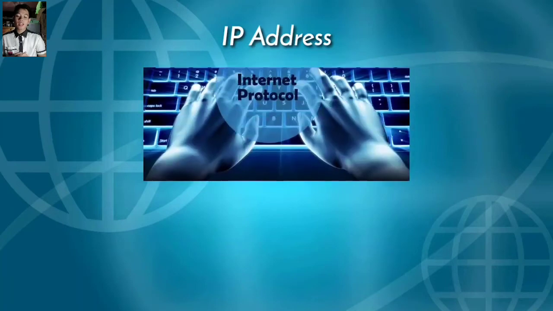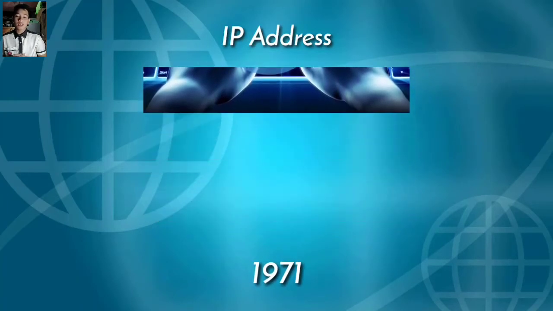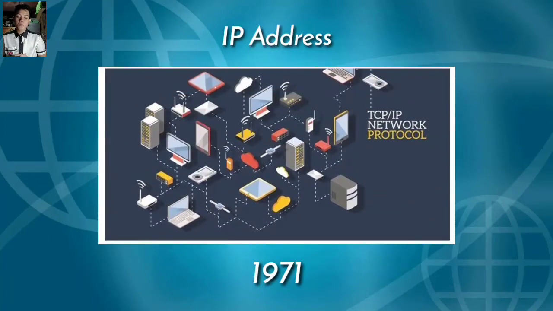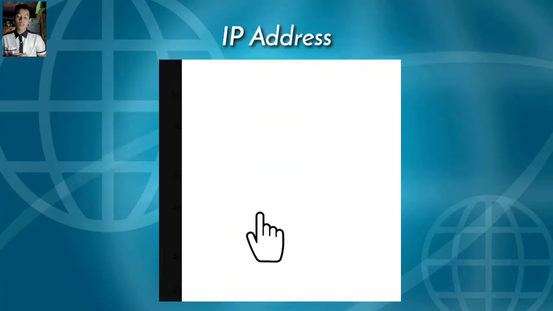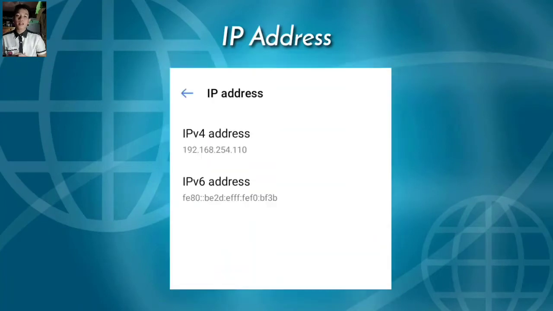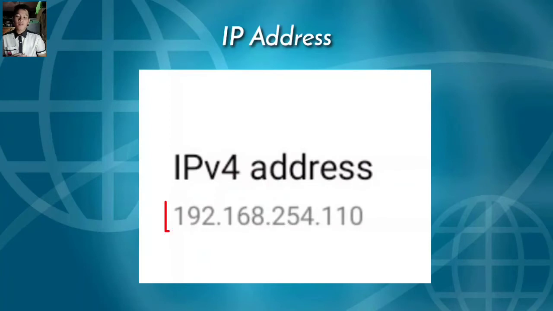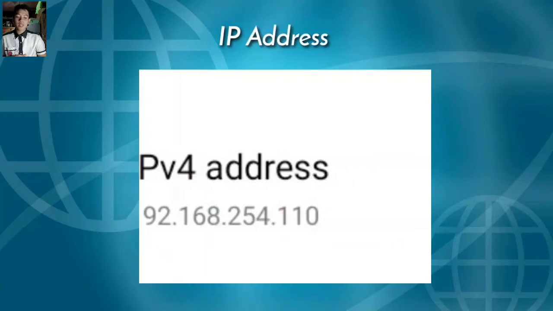Next in our topic is IP address or the Internet Protocol. It was first invented in 1971 as the Transmission Control Protocol. This provides identity to a network device such as mobile phones, Wi-Fi, computer, and laptop. It usually consists of four groups of numbers. The first portion of the IP address is the network, and the second one is the specific device.